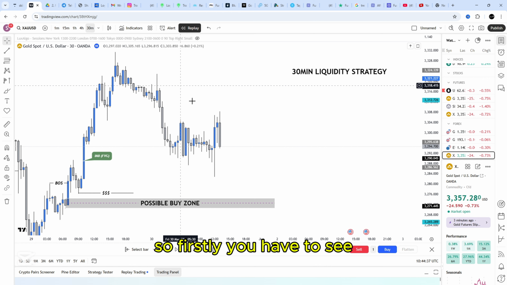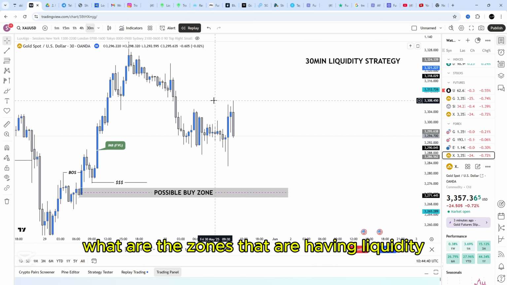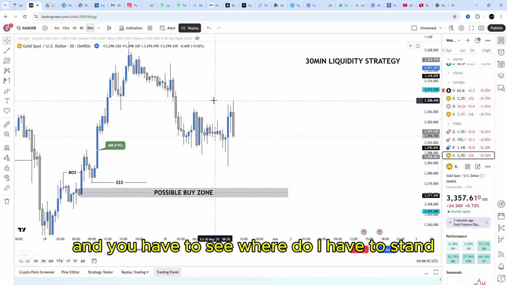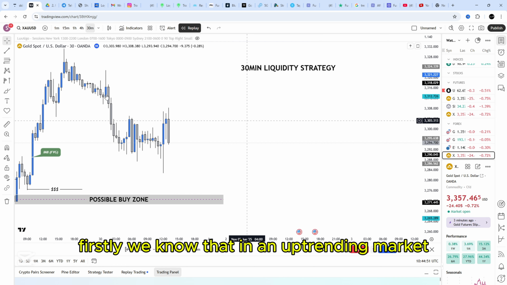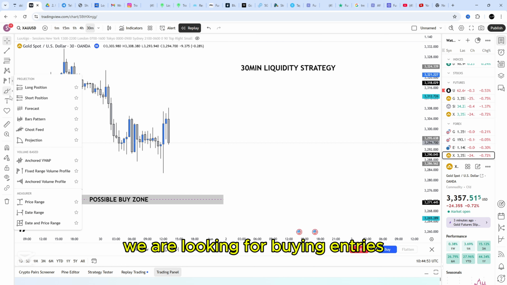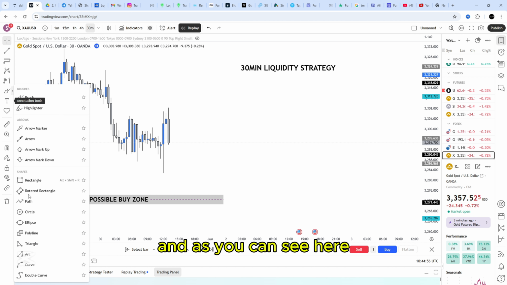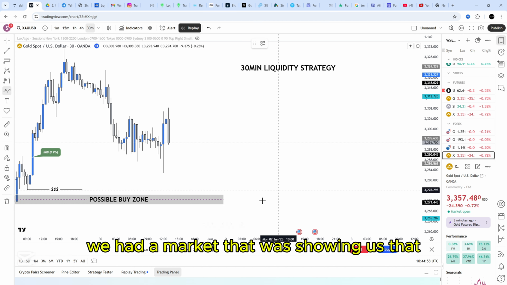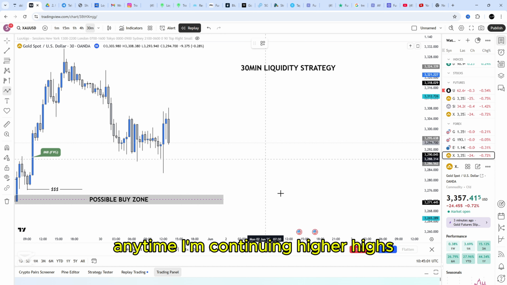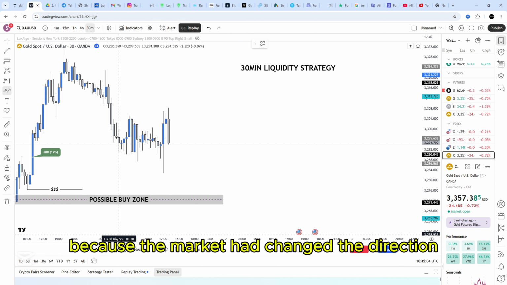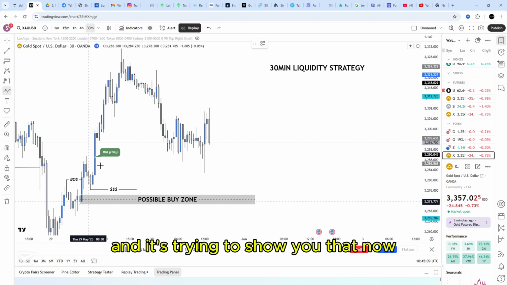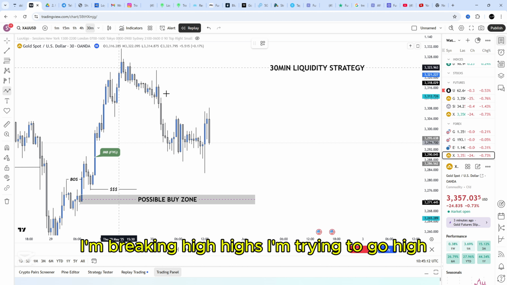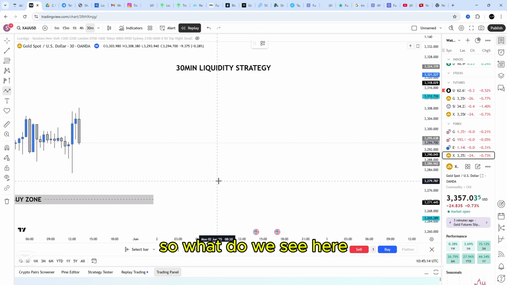Firstly, you have to see which zones are holding liquidity, where you have to stand, and what the real order block is that you have to stand with. We know that in an uptrending market, we are looking for buying entries. As you can see here, the market was continuing higher highs, because the market had changed direction from this side. It's trying to show that now it's breaking higher highs. So what do we see here?